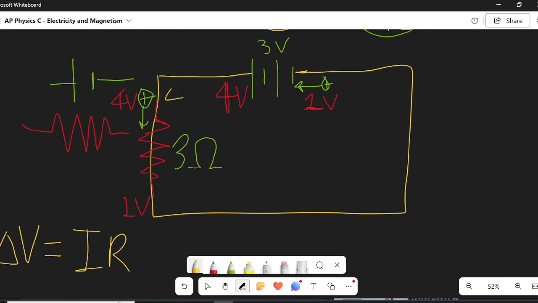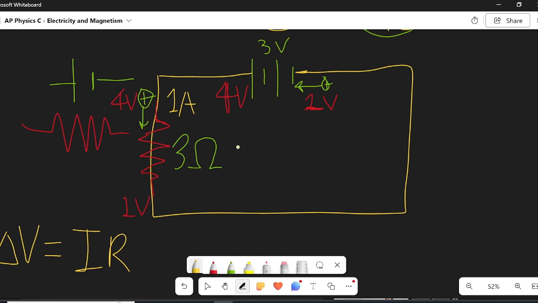Let's say the current flowing through was 1 amp, at least for the concern of this example. If the current is 1 amp going through this and it's at 3 ohms, if we take the current, 1 amp, multiplied by 3 ohms, that'll be 3. Meaning that the potential drop across this resistor will be 3 volts, right?